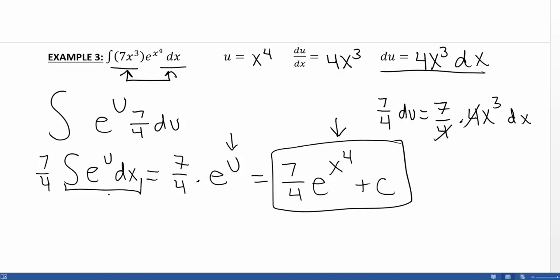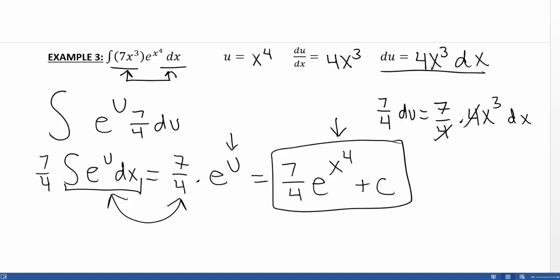And again, I will remind you that from this step to this step is where I actually took the antiderivative. That's why my integral and my dx have disappeared, because I've successfully found the antiderivative using my antiderivative chart.